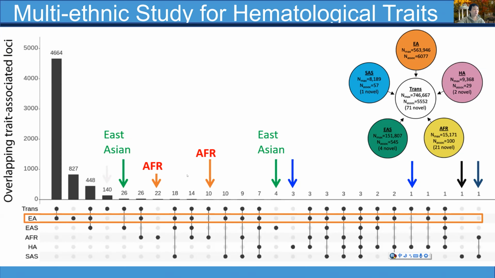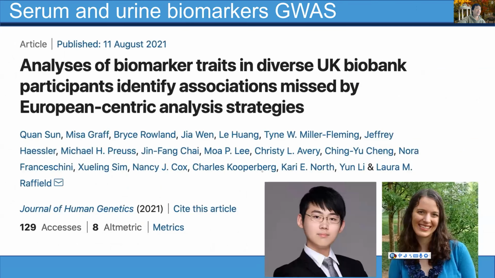So again, consistent with the pie chart I showed you earlier, maybe it's only a small percentage of the GWAS samples, but they are contributing almost 50% of the GWAS loci reported in the literature. So here's a second example I'm going to show in terms of the identification of novel variants. This work is led by a graduate student, Chuan Sun, and a colleague, Laura Raffield. We have been working very closely.